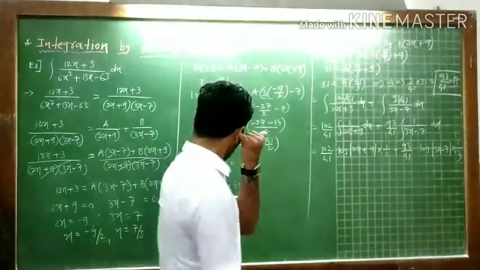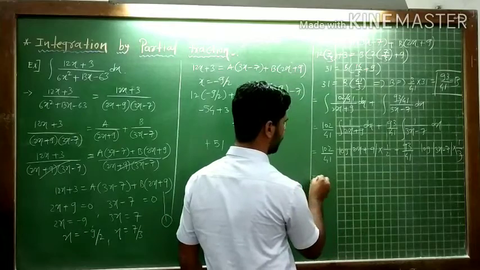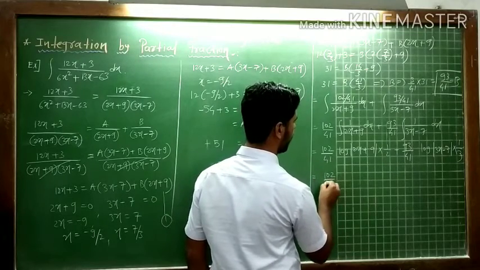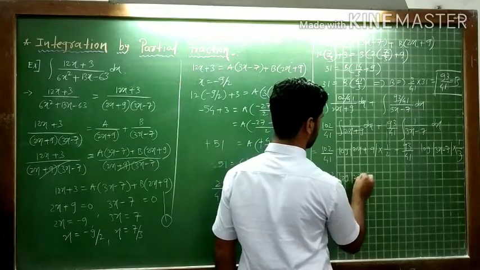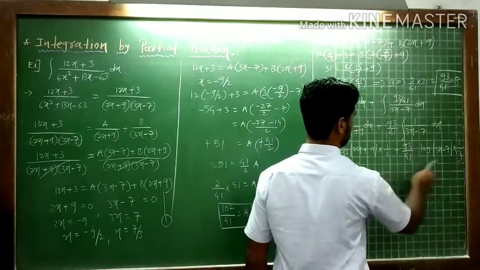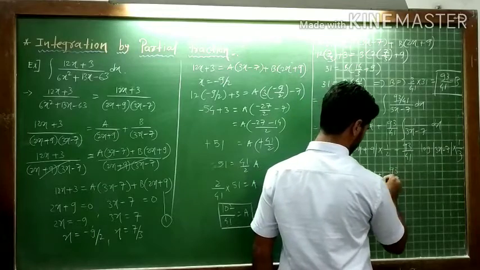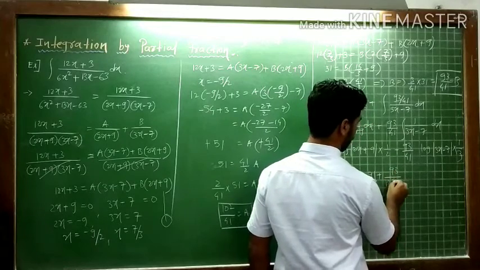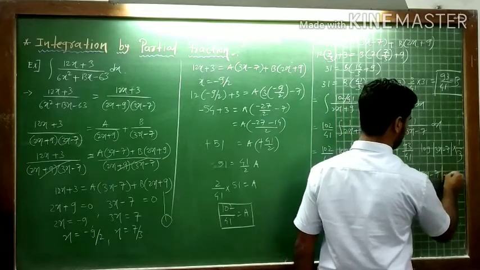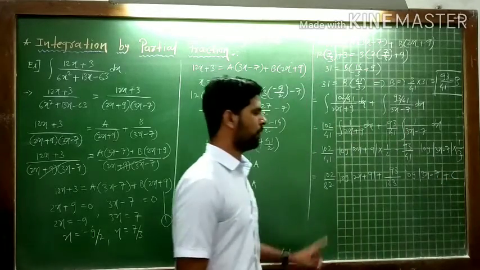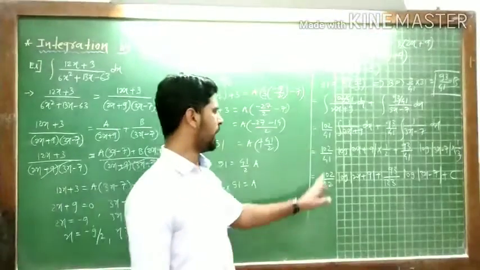Okay. So these two will multiply to 41. So what will we get? 102 by 82 log 2x plus 9 plus 93 by 123 log 3x minus 7, and C for constant. So your final answer is 102 by 82.